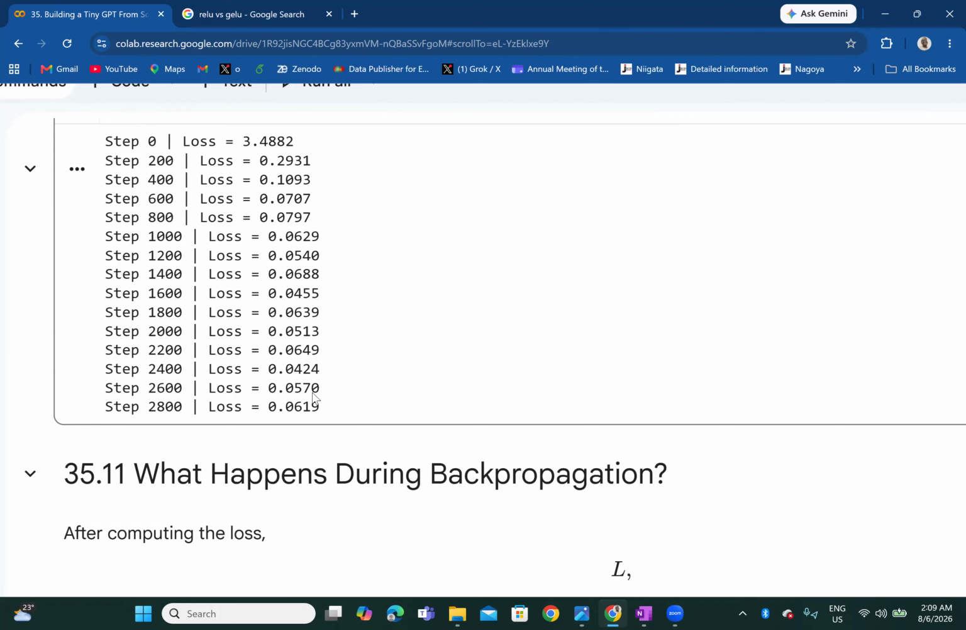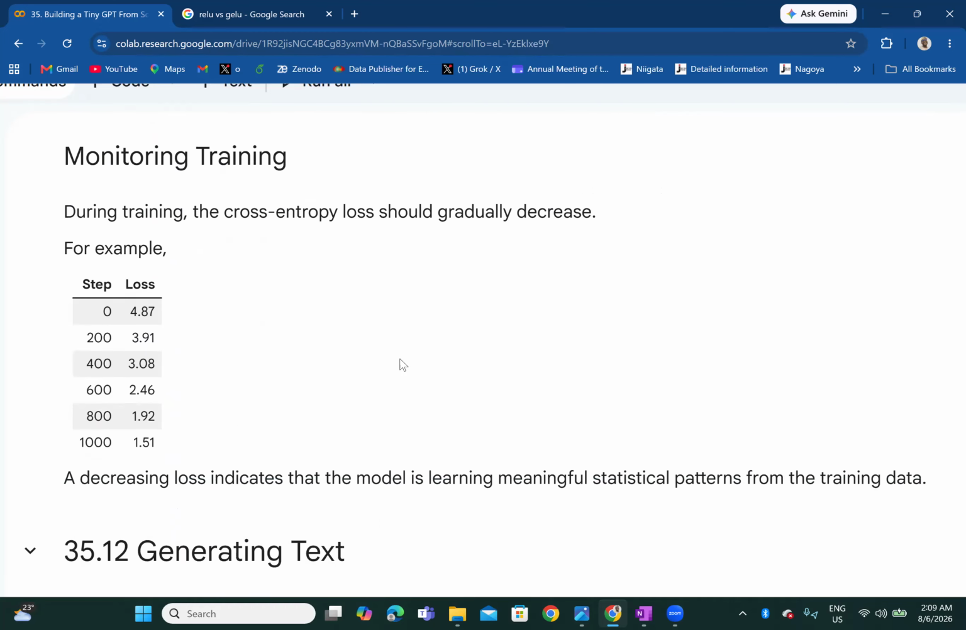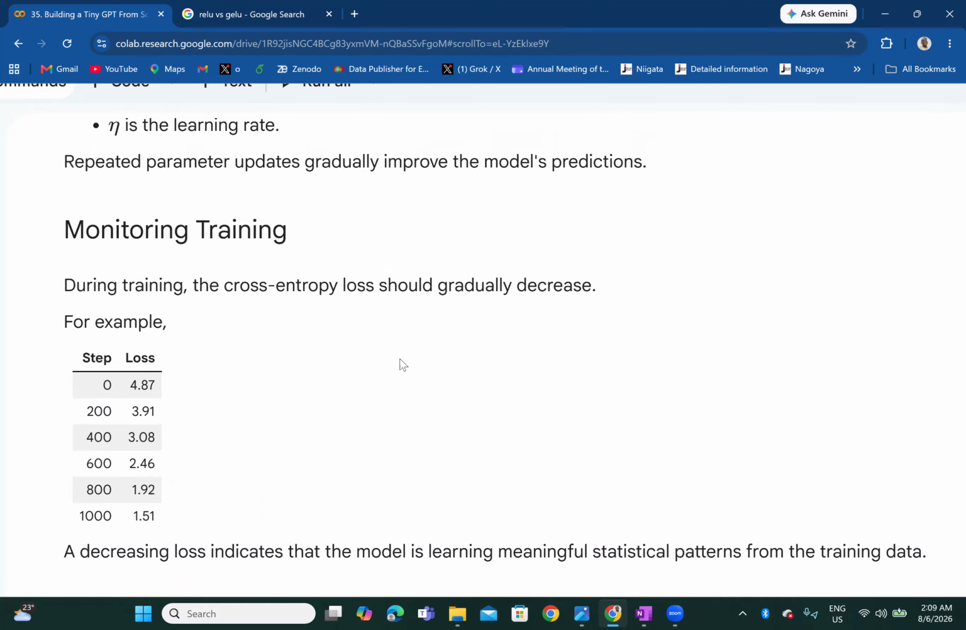We already have something less than 0.619, but the final step was 0.619. In the ideal situation, we probably won't get something like that, but that's just to demonstrate what the whole thing looks like. During training, the cross entropy loss should gradually decrease. For example, at step 0 the loss can be 4.87, and by the time we get to step 1000, it's now 1.51. That's ideal.